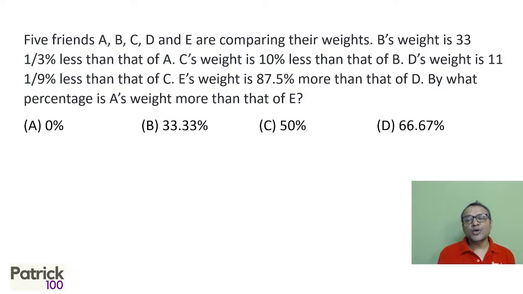Next up, here you need to be comfortable with converting percentages to fractions. If you're good at it, 33 1/3% is 1/3. 10% less is 1/10 less. 11 1/9% is 1/9. 87.5% is 7/8. Remember, 12.5% is 1/8, and 87.5% is 7/8.